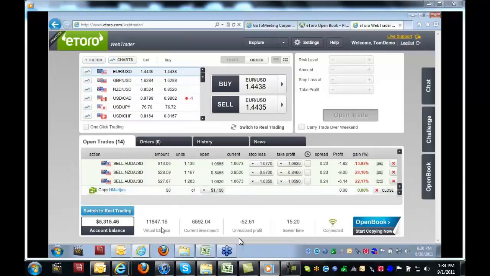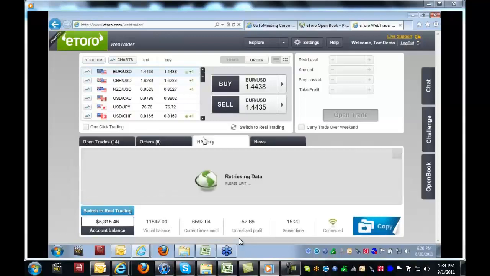Okay, I opened this account. It shows the virtual balance is $11,847. I opened this account 7 weeks ago when we launched the copy trader. It was about 7 weeks ago. And I opened the demo account very much like everybody else with $10,000. I made 18.5% in 7 weeks, and I did not open a single position myself.